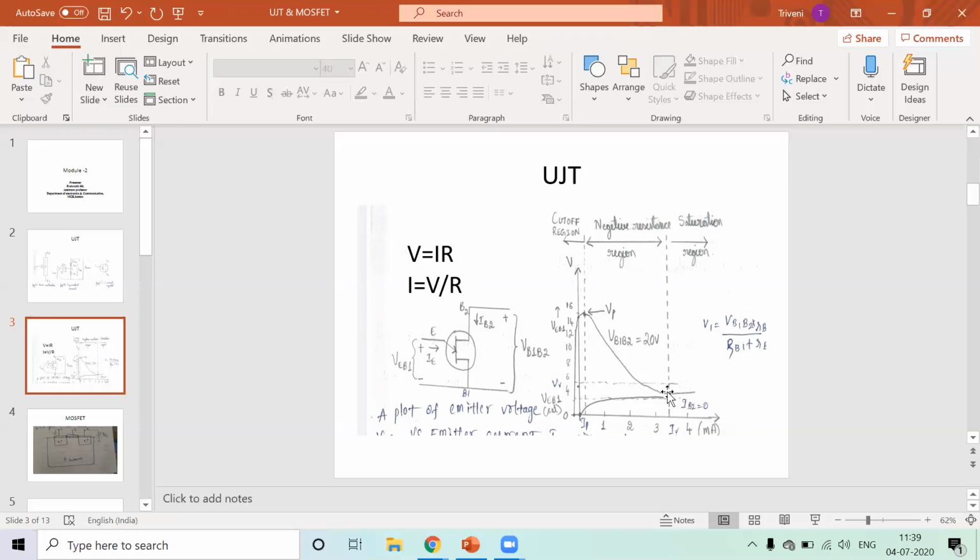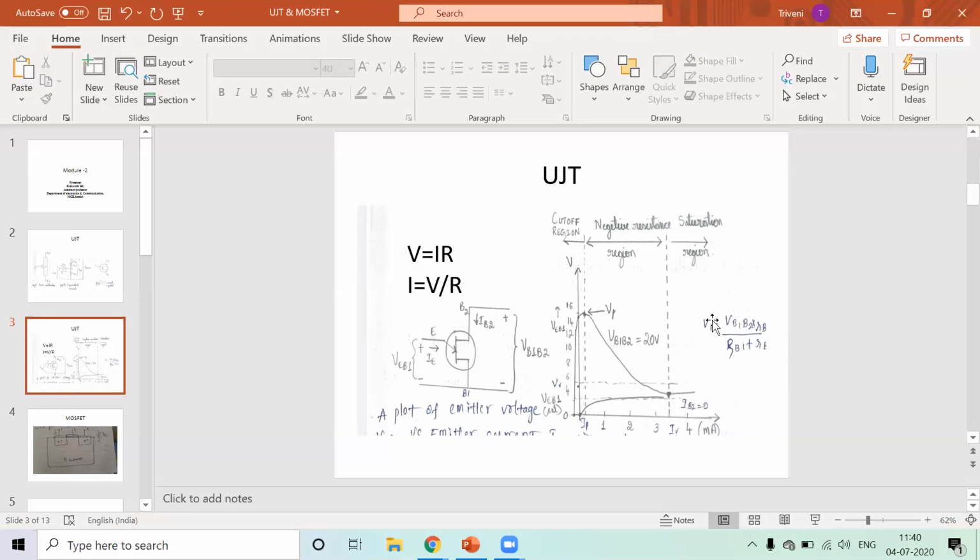After a certain point it will not increase, although you increase the voltage or the current, it will not increase. That point is called the saturation region. Here also you can see the IB2 has been set to 0. At a certain point it will increase and it will become constant. This is the equation you can see, that is what I told. V1 is equal to VB1, VB2 into RB1 divided by RB1 plus RB2. Sorry, I've not written it here properly.